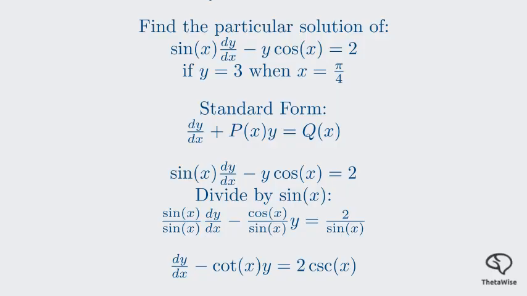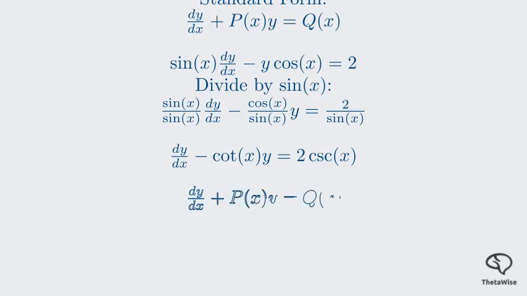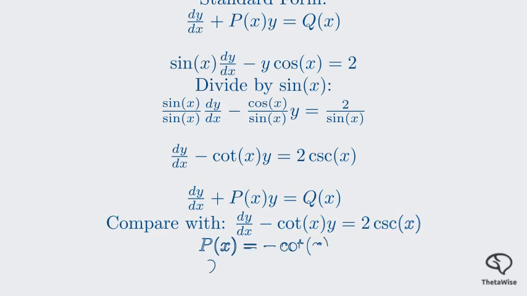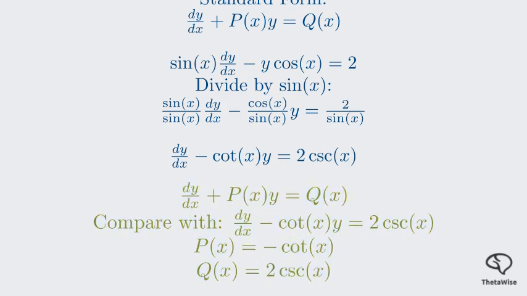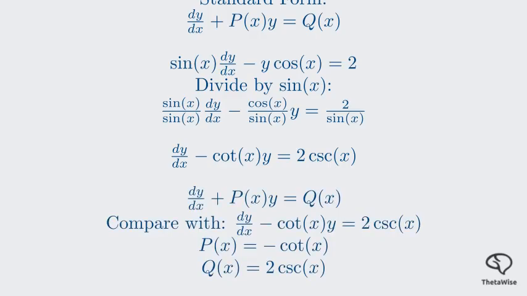From this standard form, we can identify p of x and q of x. Be very careful with the signs here. Comparing our equation to the standard form, we see that p of x is negative cotangent x and q of x is 2 cosecant x. This identification is a crucial first step. Making a mistake with the sign of p of x is a common error, so always double-check it. We've now successfully converted the equation into the standard linear form, ready for the next step.